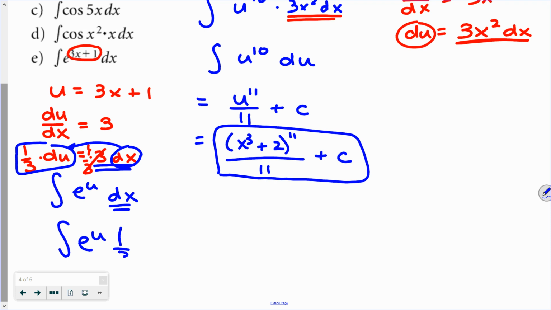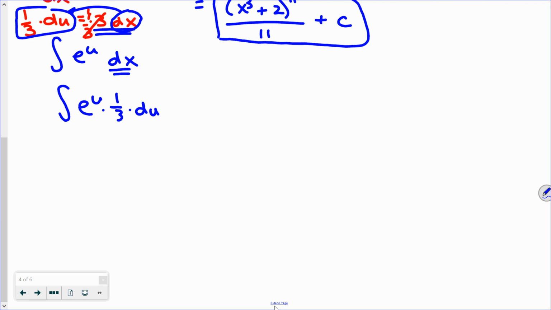So 1/3 du. This is all multiplication in this integral, right? It always is. We just don't usually show the dots for the multiplication signs. And so that 1/3, the positioning of it doesn't really matter. I could actually rewrite that, just for the visuals of it, as 1/3 e to the u du.